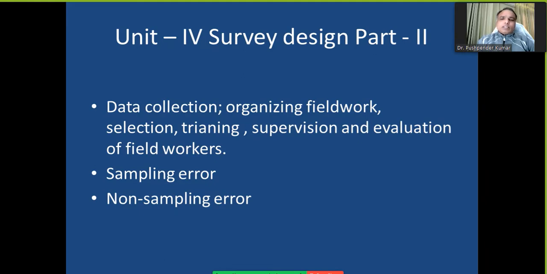But in our academic research, we don't have that kind of money. We don't have that kind of funding, so we cannot give money or gift or any incentive to your respondent, right? So this was something I thought, before I enter into sampling error and non-sampling error, I should give you some perspective of data collection.